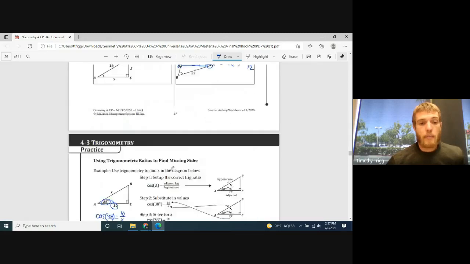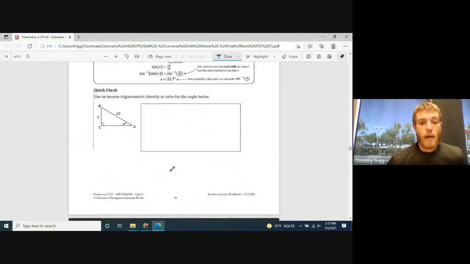Now let's go all the way up to page 16, and we're going to talk about what else you can use trig functions for. Not only can you find a missing side length of a right triangle using these trig ratios, but you can also find a missing angle using these trig ratios. Now, how do we do that? Well, first of all, let's look at the angle we're trying to find. In this case, it's angle A. We don't know the measure of this angle. We want to find it.